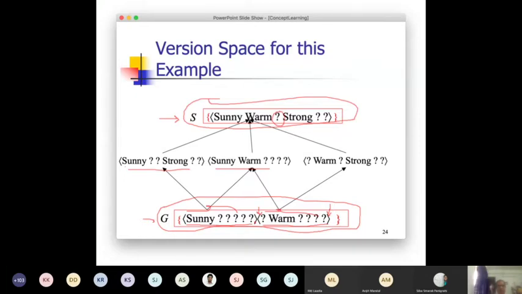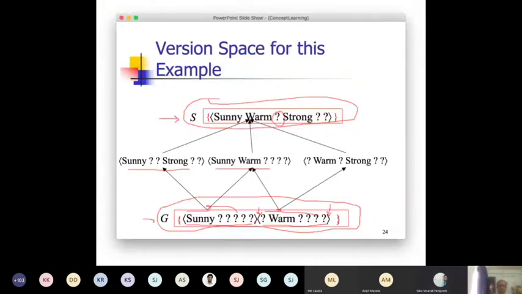Since it does not look at negative examples, if there is any inconsistency in your data set, it is not really going to detect that part. Okay, so let me proceed.